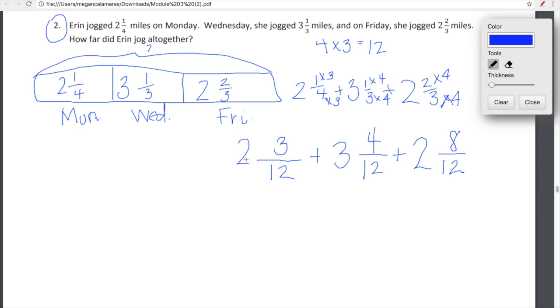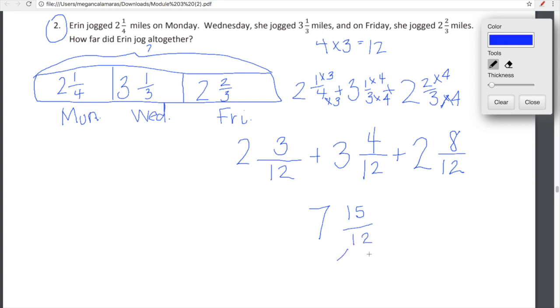Let's add our whole numbers first. 2 plus 3 is 5. 5 plus 2 is 7. And now let's add our fractions up. 3 plus 4 is 7. 7 plus 8 is 15. So we have 7 and 15 twelfths.